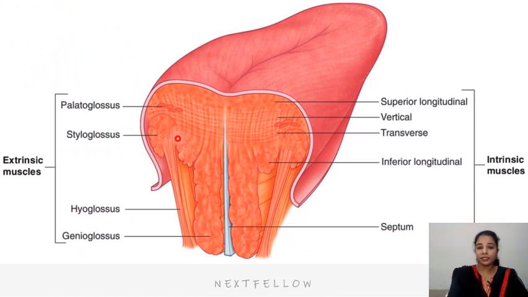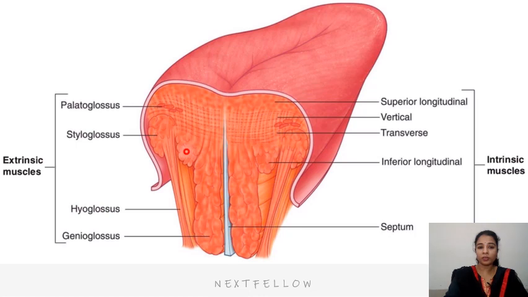Let's see the intrinsic muscles of the tongue. Intrinsic muscles get origin within the tongue and insert within the tongue itself. So superior longitudinal muscle runs superiorly. This is superior longitudinal, upper dorsal surface of the tongue. It runs like this along the dorsum of the tongue.